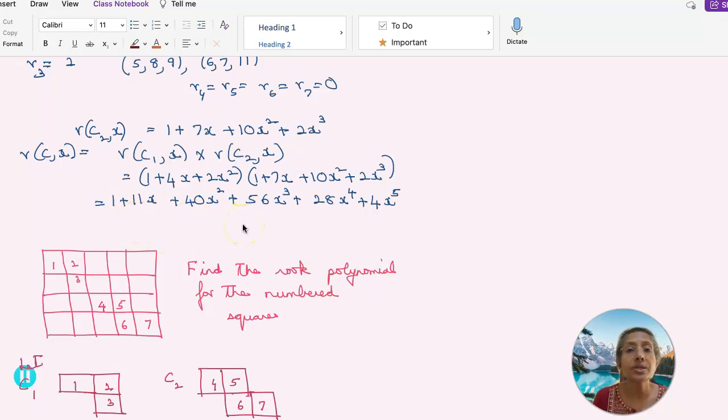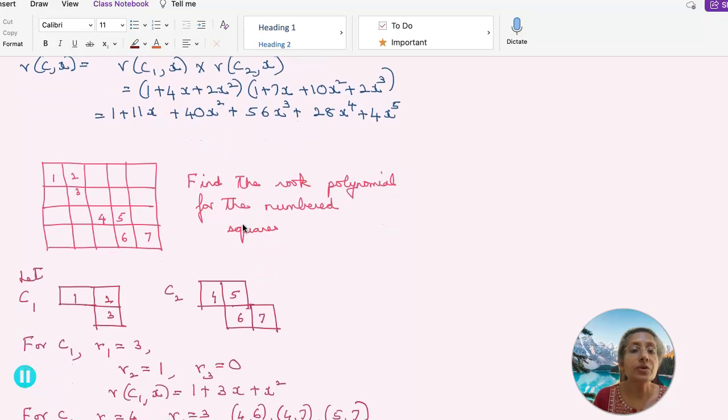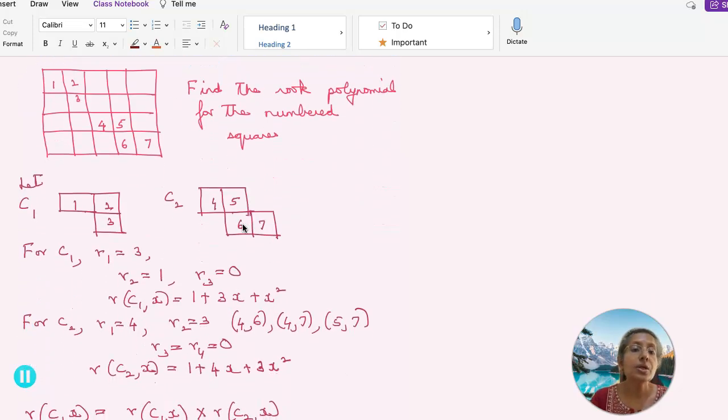Coming to the next question, find the Rook polynomial for the numbered squares. So here your squares are 1, 2, 3 and 4, 5, 6, 7. So as usual, we calculate them separately. What happens for C1? What is R1? 3. And R2 is 1. Only one way of arranging two rooks, that is 1, 3. R3 and subsequent Rook numbers are all 0. So R_C1(x) will be 1 plus 3x plus x squared.